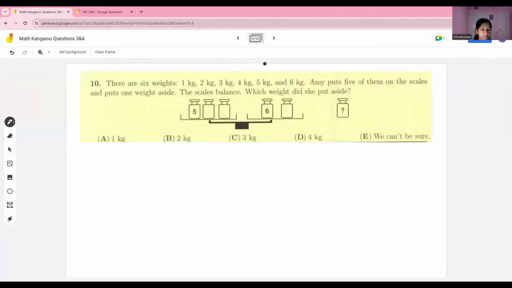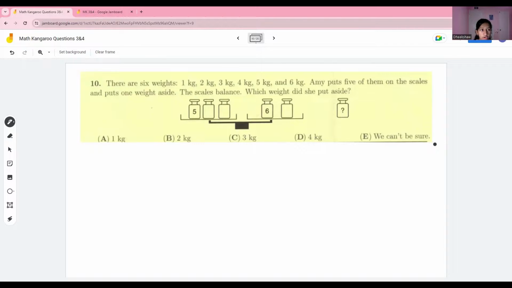Moving on. Number 10. There are 6 weights: 1 kilogram, 2 kilogram, 3 kilogram, 4 kilogram, 5 kilogram, and 6 kilogram. Amy puts 5 of these on the scales and puts 1 weight aside. The scales balance. Which weight did she put aside?